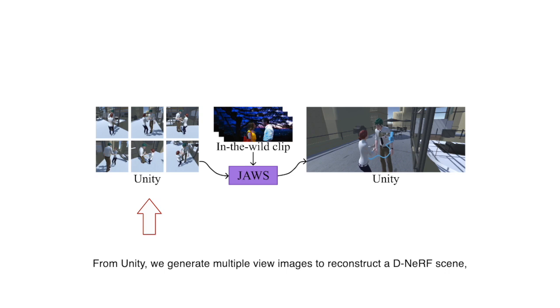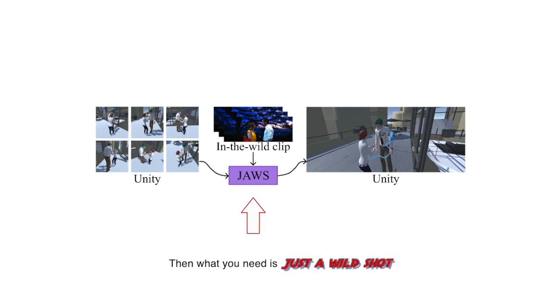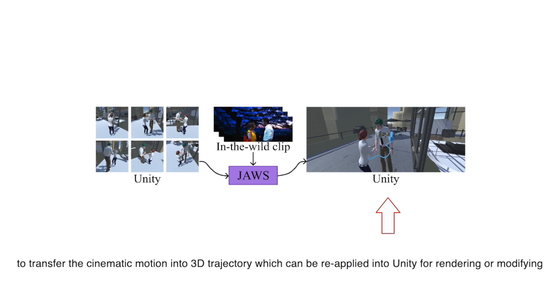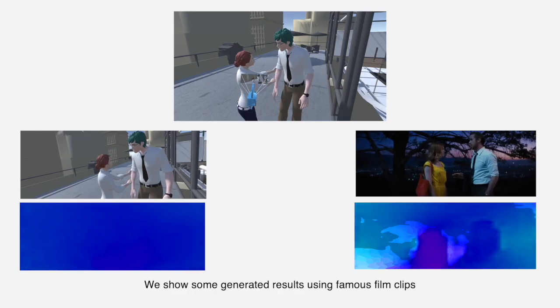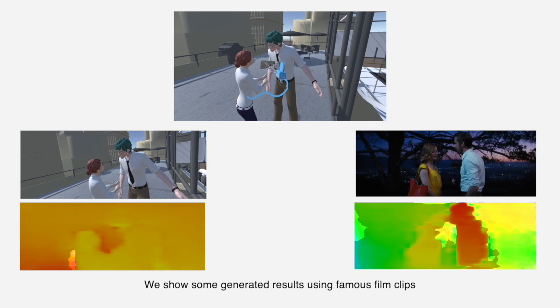Another possible application of our work consists in using JAWS as a way to compute a cinematic sequence in a graphics engine, such as Unity, to generate a camera trajectory according to a reference shot. Given just a wild shot as input, we estimate a 3D trajectory that reproduces similar visual effects in a NeRF reconstructed version of the 3D scene, and copy that trajectory to the original Unity scene. Artists are still able to edit this trajectory in the graphics engine. Here are some results generated by our system.